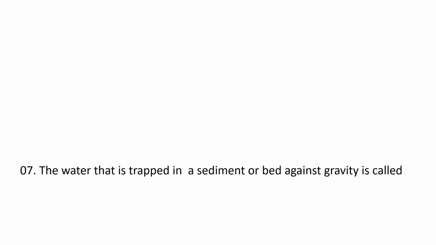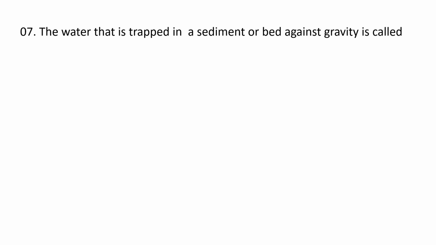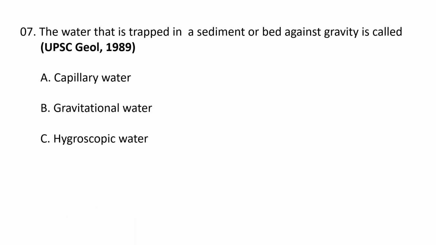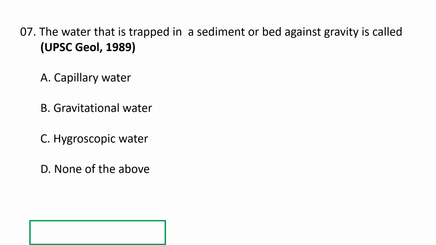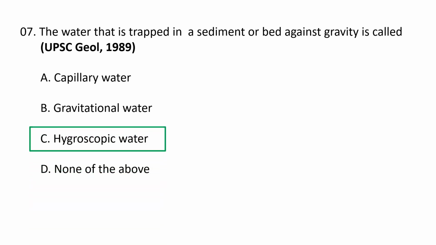Next question. The water that is trapped in the sediment or bed against gravity is called A. Capillary water, B. Gravitational water, C. Hygroscopic water and D. None of the above. So the correct answer is C. Hygroscopic water. This is nothing but the water that is stored in a sediment or trapped in the sediment against the gravity.